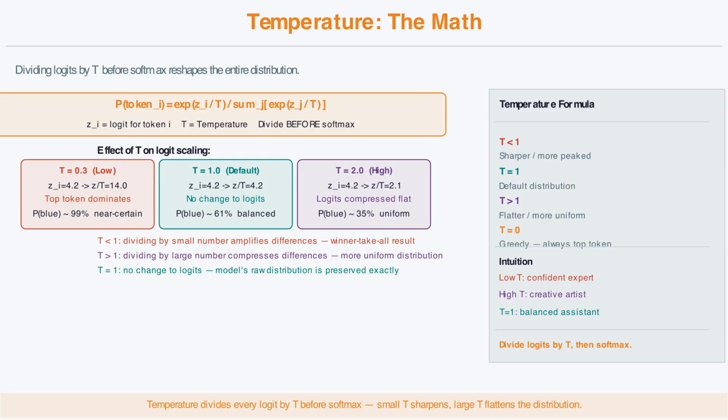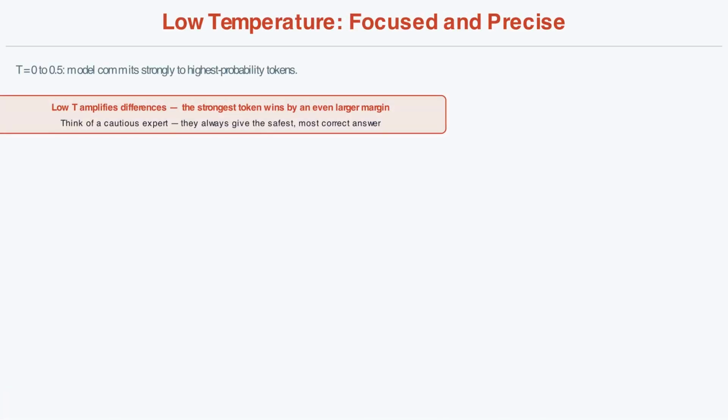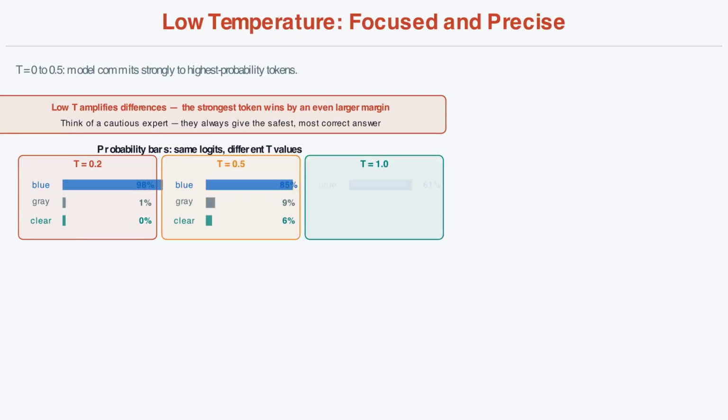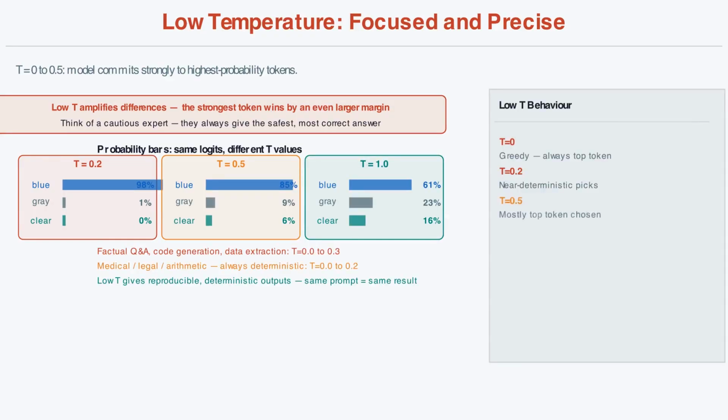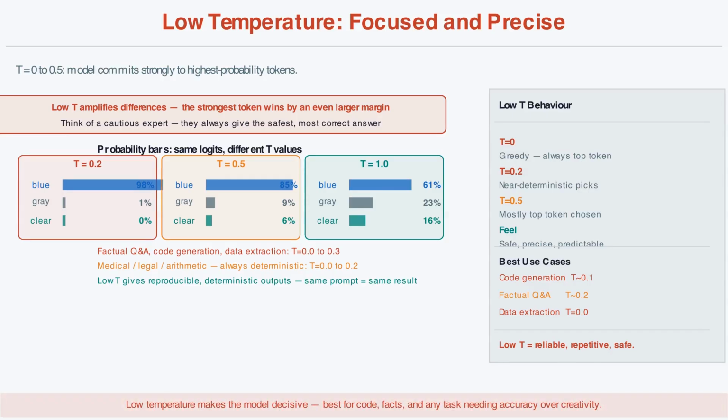When T equals 1, you divide every logit by 1, nothing changes. You get the raw model distribution exactly as the model learned it. This is why temperature equals 1 is always the neutral default. Low temperature, from 0 to about 0.5, makes the model focused and precise. At temperature equals 0, you get what is called greedy decoding. The model always picks the single highest probability token. The output is fully deterministic, the same prompt always gives the same result.